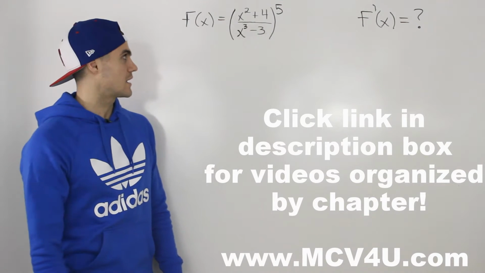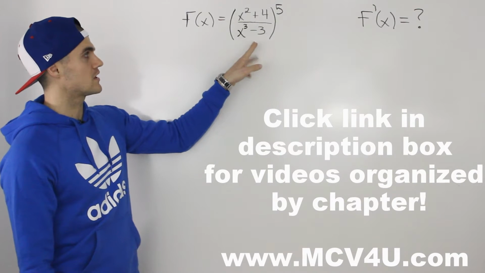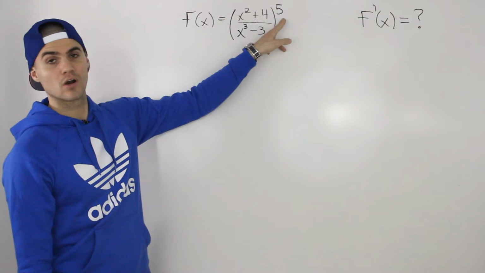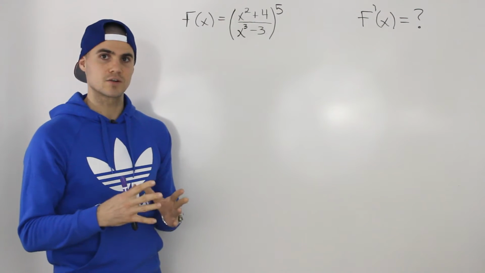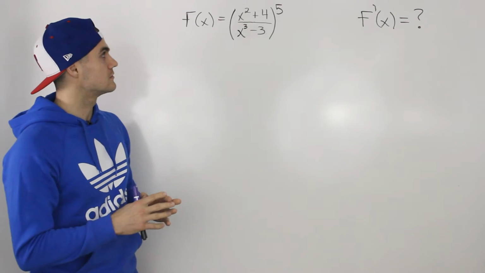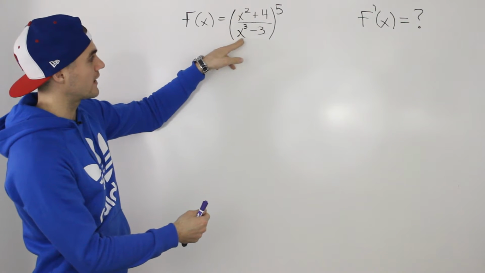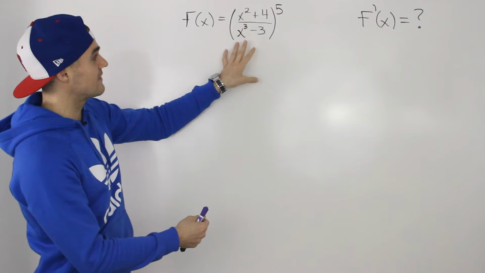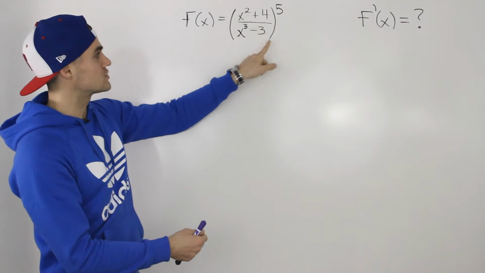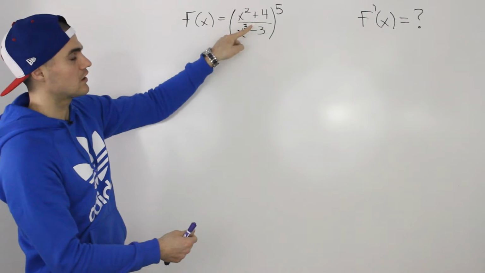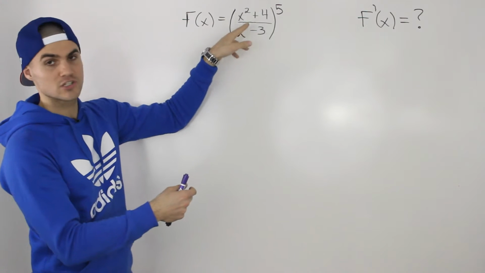Moving on to the next example, we have this function, x squared plus 4 all over x to the power 3 minus 3, and then that's all to the power of 5, and we have to find the derivative. First thing to realize, notice how this is a composite function because we have an inner function, the x squared plus 4 over x to the power 3 minus 3, and then that whole inner function is to the power of 5. So the inner function is this rational function here, and then the outer function is like x to the power of 5, or this whole function to the power of 5.